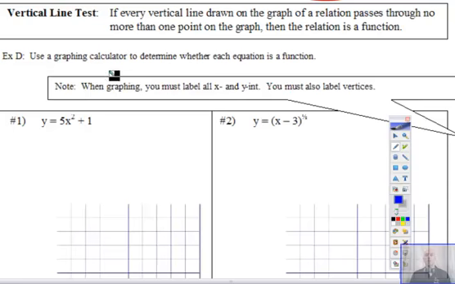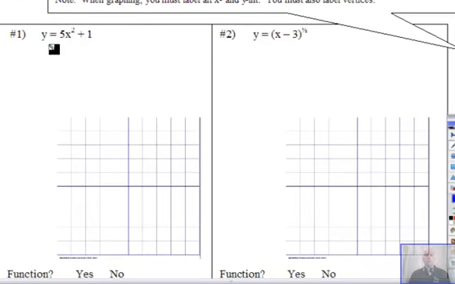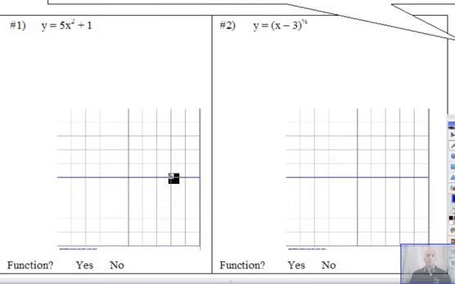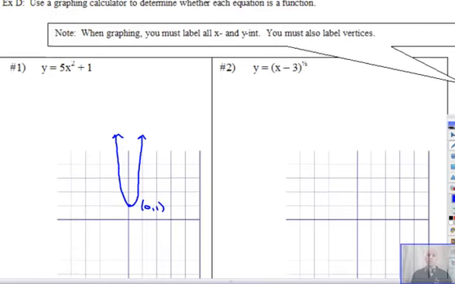Example D, use a graphing calculator to determine whether each equation is a function. If you use a graphing calculator for this, you're going to find that you have a y-intercept here at (0, 1). This graph is real tall and skinny. It's going to look something like this. So, the directions: graph it, and then determine if it's a function using the vertical line test.